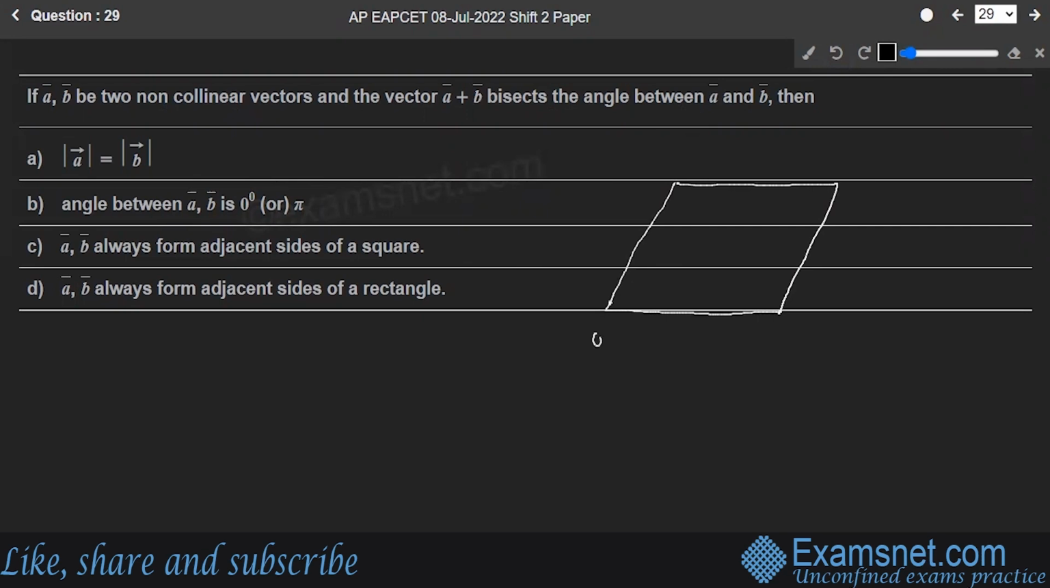So let it be O, A. And let us draw a perpendicular from here, and name this point as B, C, and D. You are given A and B are two non-collinear vectors such that vector A plus B bisects the angle between A and B. So if I'm assuming this one to be A and this vector to be B vector, so this has got to be your A plus B, OC.